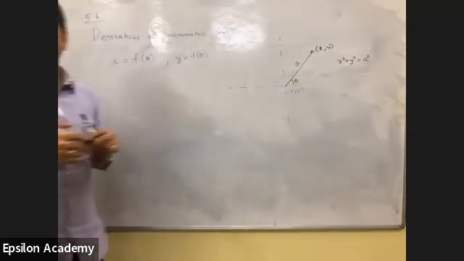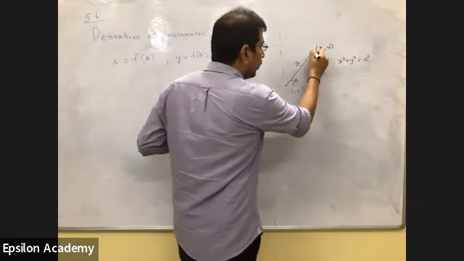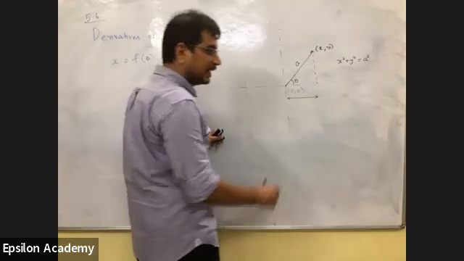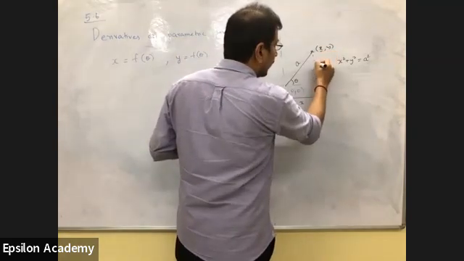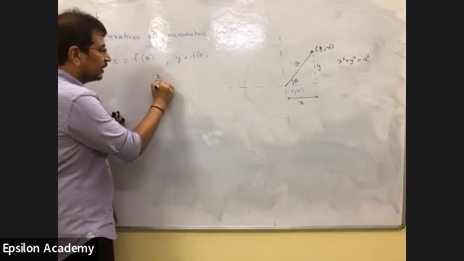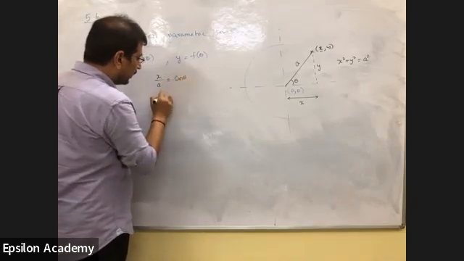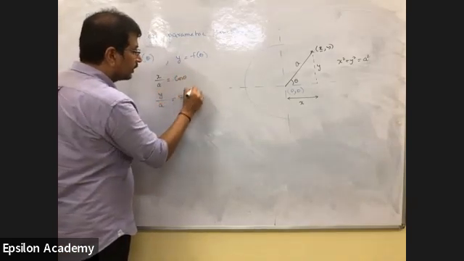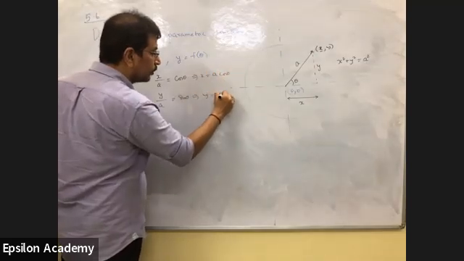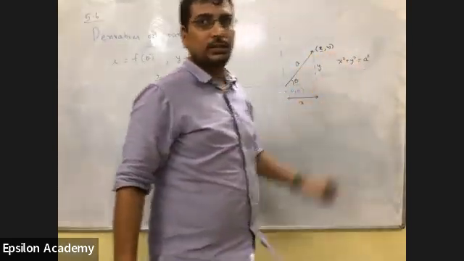The radius is making an angle theta with respect to the x-axis in anti-clockwise direction. Then if I drop a perpendicular from here, can I call this distance x? And can I call this height y? So what is x divided by a from the triangle? Cos theta. And y divided by a is sin theta, which implies x is equal to a cos theta, which implies y is equal to a sin theta. Means x comma y is a point on this curve.